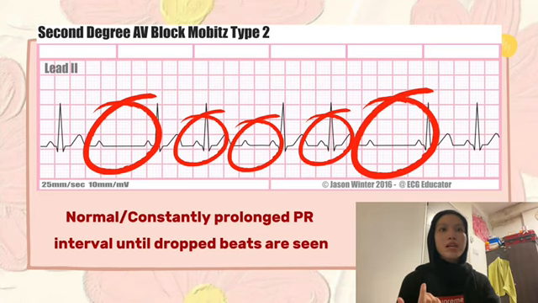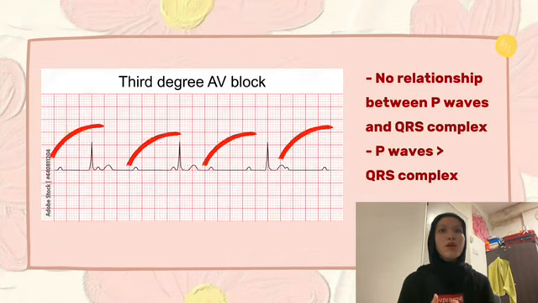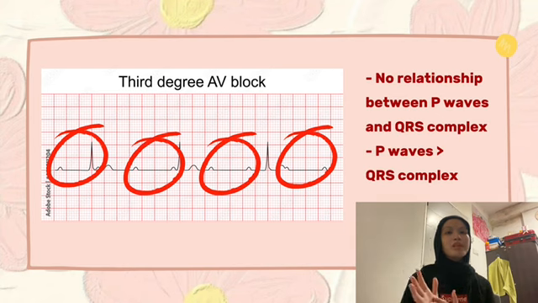So lastly is third degree AV block, also known as complete heart block. So complete heart block means that there is no relationship between the P waves and also QRS complex.